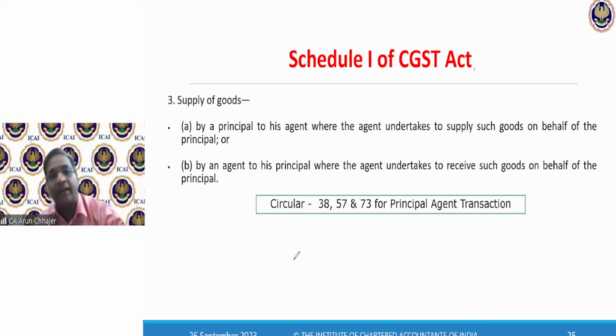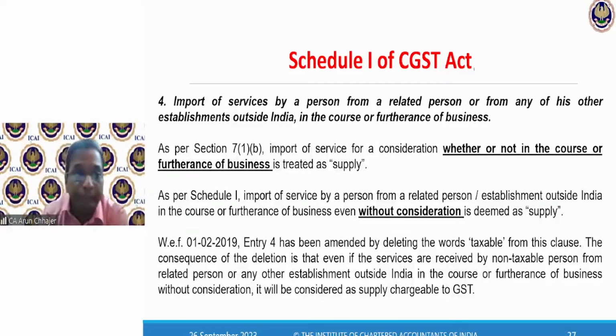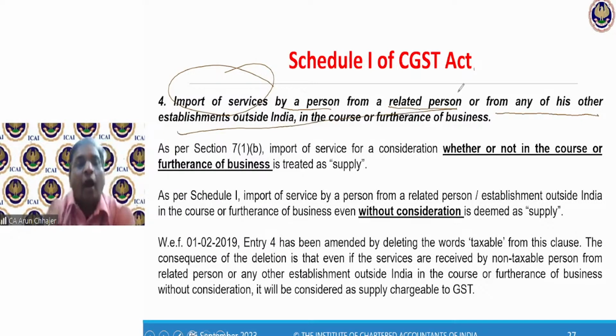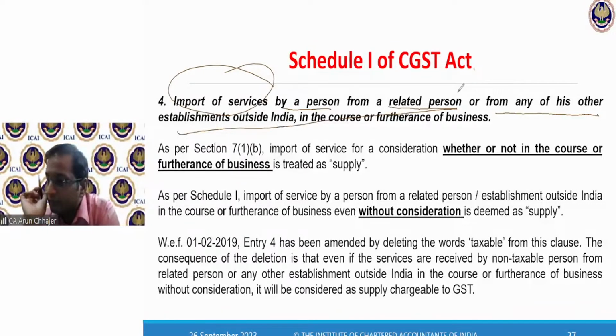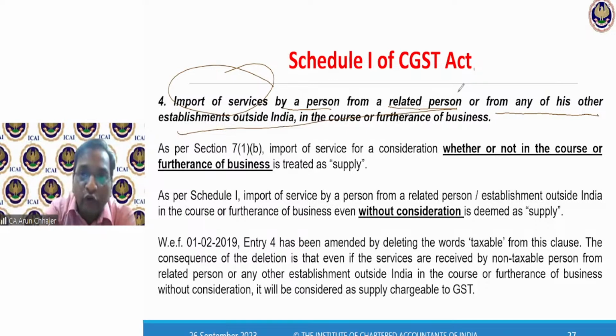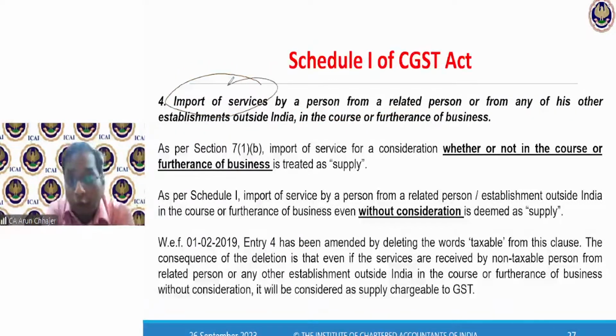Para 4, the last para of Schedule 1, says that import of service by a person from a related person or from any of his other establishments outside India, in the course or furtherance of business, will be a supply. If you read once again, it is talking about import of service. Who is the supplier? Either a related person or any of his other establishments outside India. And it should be in the course or furtherance of business.